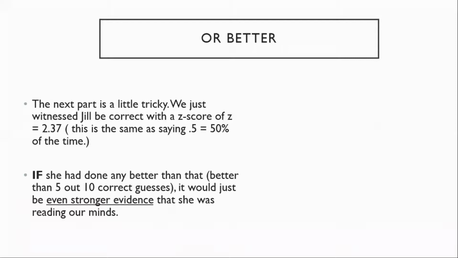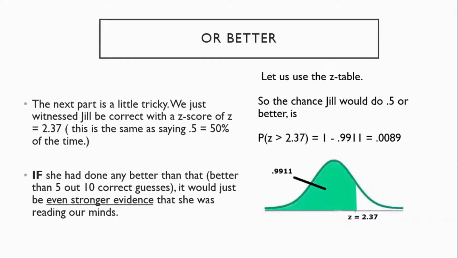The next thing we need to handle is that she got a z-score of 2.37. That is, she got 50% correct. But if she had done any better than that, it would just be even stronger evidence that she was reading our minds, right? If she'd gotten 60, 70, 80% correct.